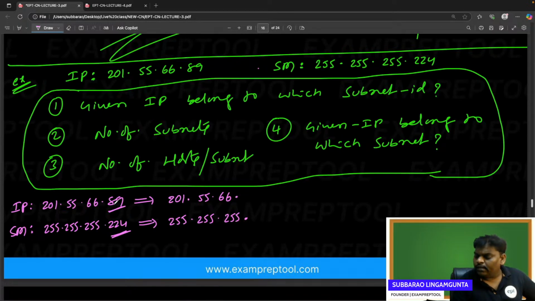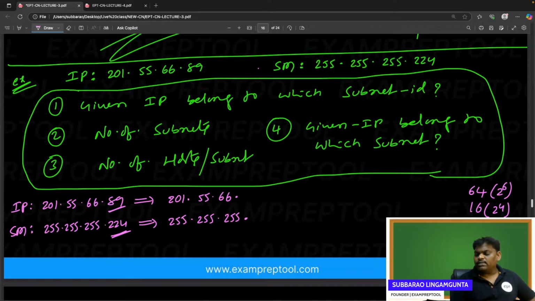So 89, if you write it in binary, the nearest power of 2 is 64, 2 power 6. Remaining is 25. The closest power of 2 to 25 is 16, 2 power 4. If you remove 16 from 25, it is 9. 9 I can write directly as 1001. If you know any number, you can write it directly. So the 6th bit is 1, the 4th bit is 1, and the remaining 4 bits are 1001. Let me check: 7th bit 0, 6th bit 1, 5th bit 0, 4th bit 1, then 1001. Why I am converting, you will get to know.